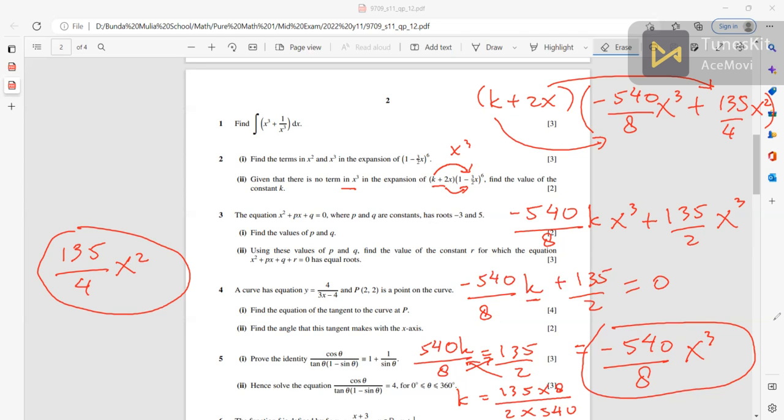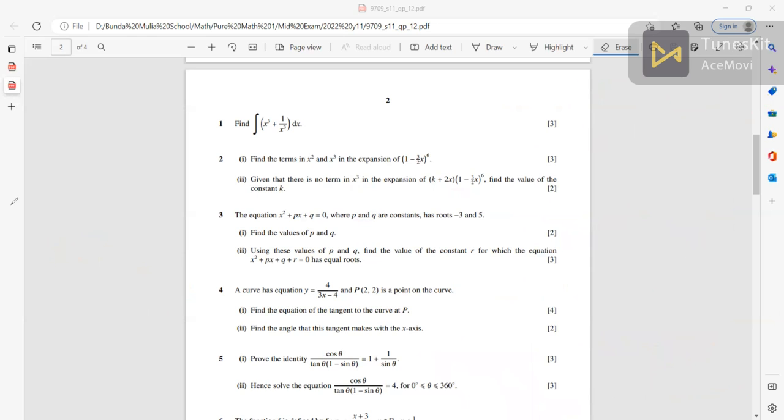If we calculate this, we get 135 times 8 divided by 1080. So k will be 1. So for the second part, k equals 1. That is for number 2.